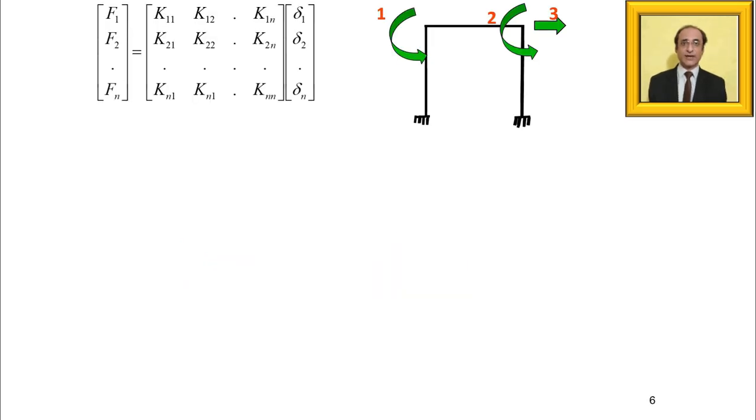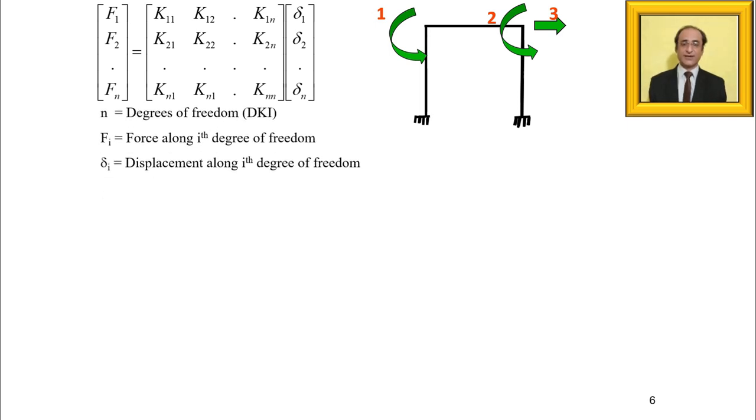Now if we extend this approach from member to the entire structure, then what we obtain is the stiffness matrix of the entire structure. For example, consider this frame with 3 degrees of freedom. Here if we obtain a 3 by 3 matrix, then that is the stiffness matrix of the entire structure. We can now define some of the terms.